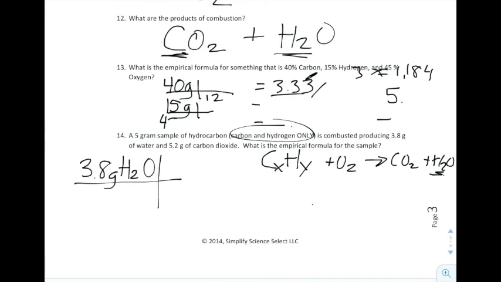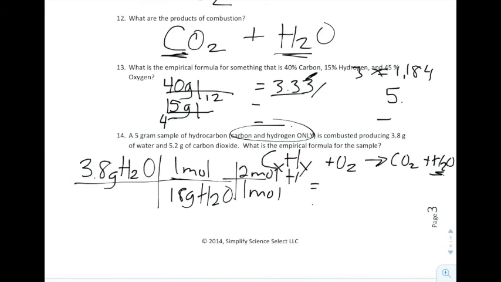I have 3.8 grams of H2O, and 18 grams of H2O is 1 mole, and every 1 mole produces 2 moles of hydrogen. And so from this particular sample, I would have 3.8 grams divided by 18, and then times 2, and I would get 0.422 moles of hydrogen.